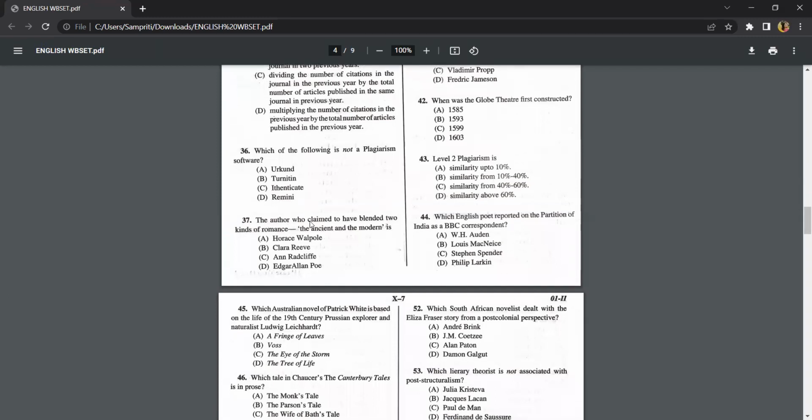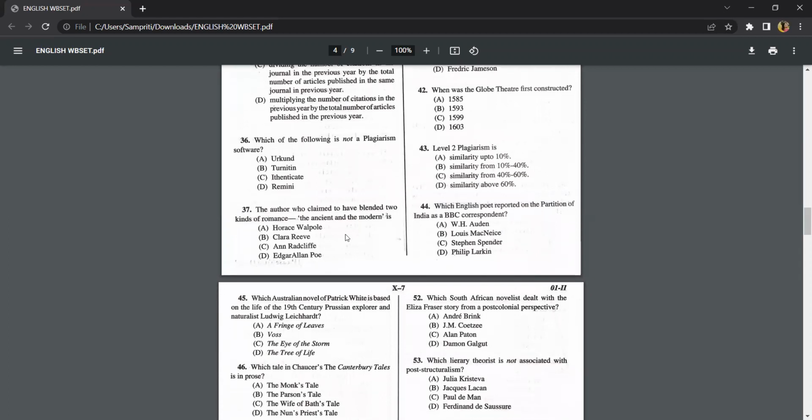37. The author who claimed to have blended 2 kinds of romance, the ancient and the modern, is Horace Walpole, Clara Reeve, Anne Radcliffe, Edgar Allan Poe. Okay, Horace Walpole is the answer. In his preface to The Castle of Otranto, he said that in this work, I'm mixing the ancient and the modern. I'm blending these two. So Horace Walpole is the answer, option A.